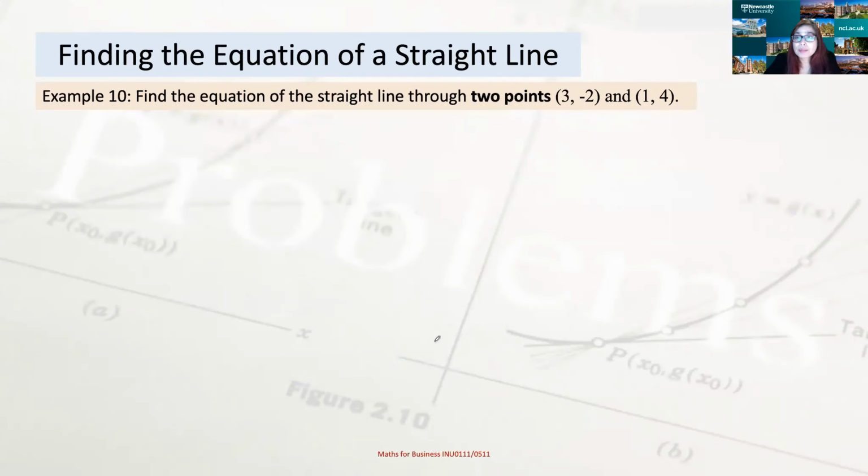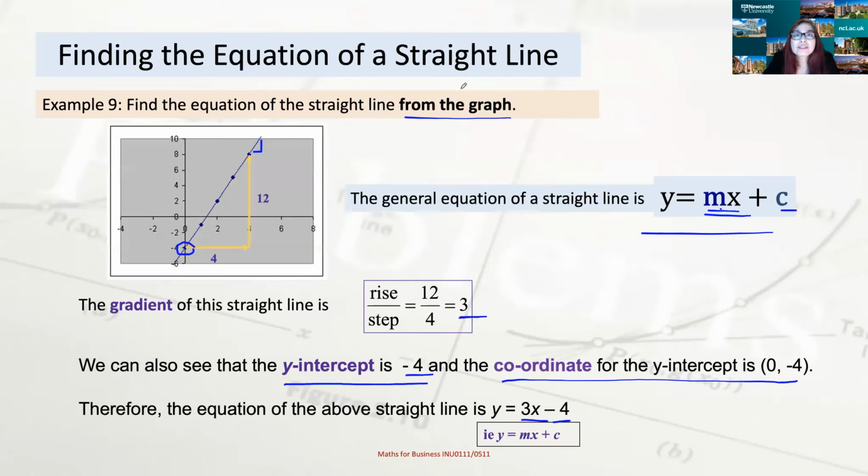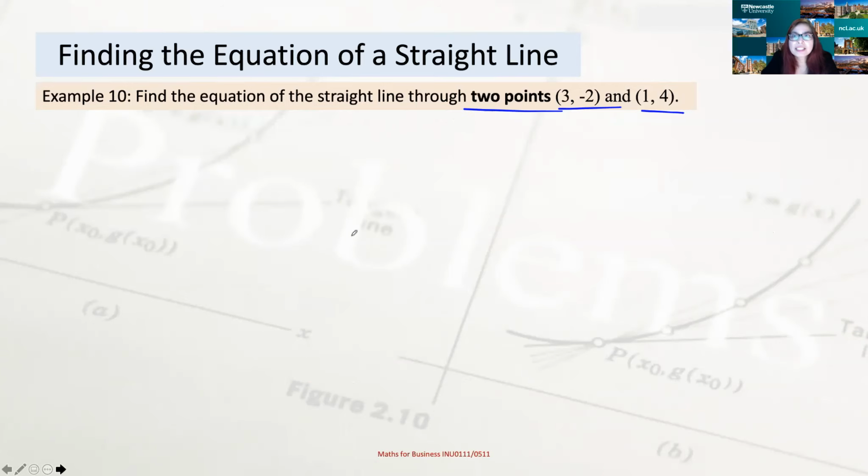Okay, let's do another problem. The second way of asking, you will be asked to find the equation of the straight line where you will be given 2 points, just 2 points. You'll be given just 2 points, okay? So here you're given the points (3, -2) and (1, 4), okay? So first we saw how to find a straight line equation from a graph. This is your first method. And the second method is when 2 points are given. Okay, that's your second method. Okay, 2 points are given.